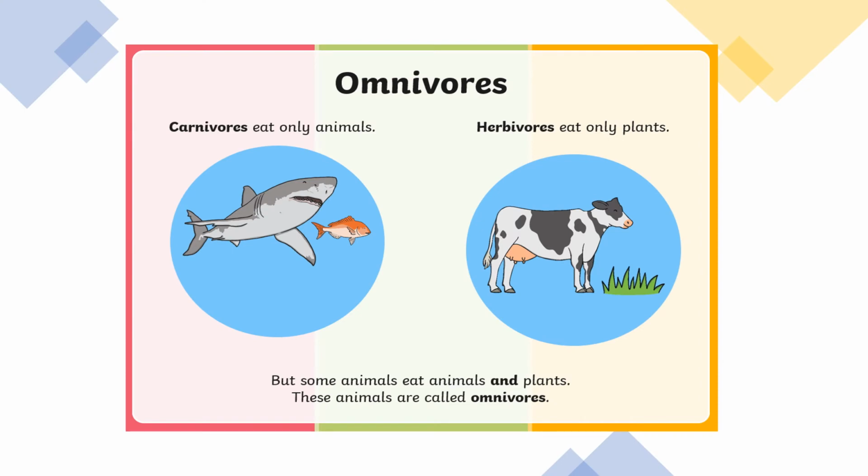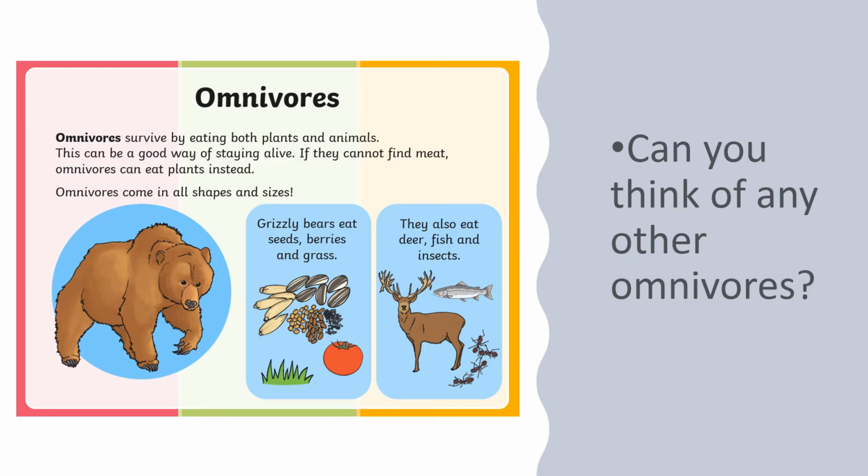So we've had a look at carnivores and they only eat animals for meat. And we've had a look at herbivores that only eat plants. But some animals eat animals and plants. We call these animals omnivores. Omnivores survive by eating both plants and animals. This is a really good way of staying alive. If they can't find any meat, omnivores can eat plants instead.